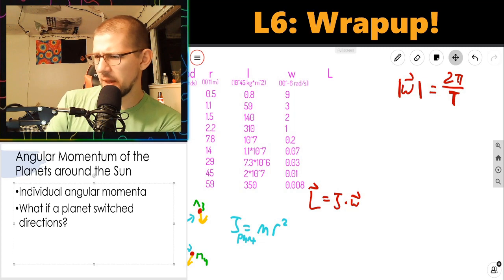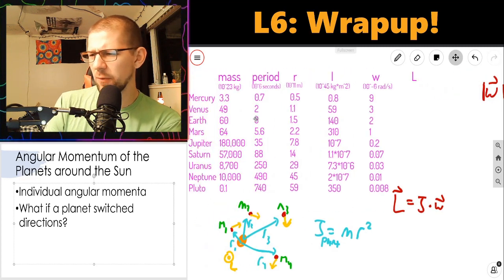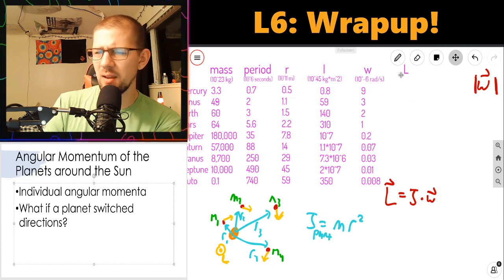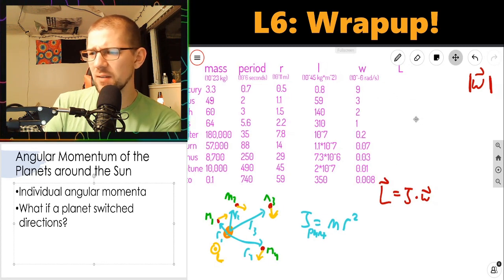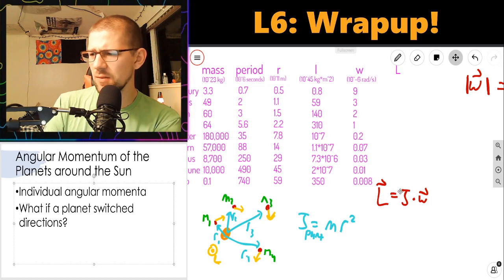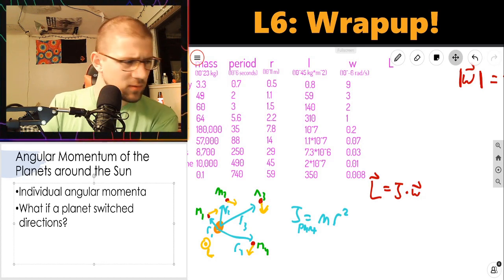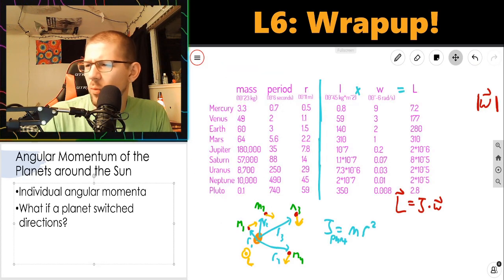Boom. Okay, found my omega. So for each of my angular velocities, I can now compute, using the angular velocity of each planet and the moment of inertia of each planet, the contribution to the total angular momentum of each planet, magnitude-wise. So the magnitudes of each individual angular momentum. I'll do that by multiplying I times omega. All right, here goes. All right, there we go.